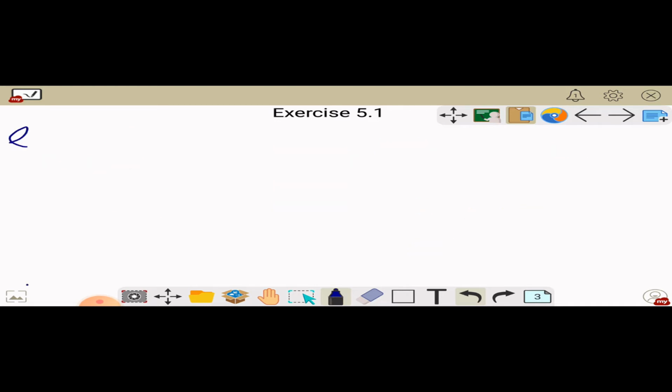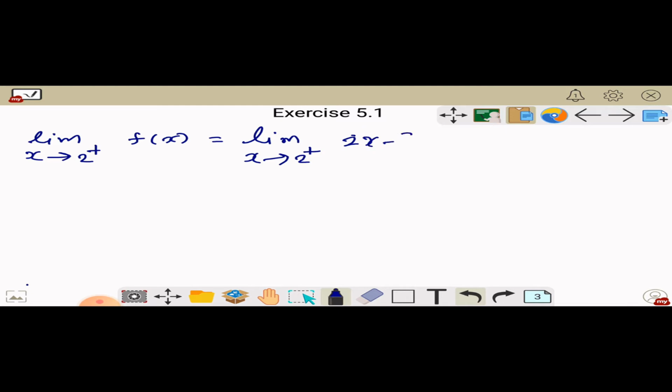So limit x tends to 2 plus f of x is equal to limit x tends to 2 plus. Now for all the points which are greater than 2, we have 2x minus 3. So 2x minus 3. So 2 into 2 minus 3 is equal to 4 minus 3, which is equal to 1.